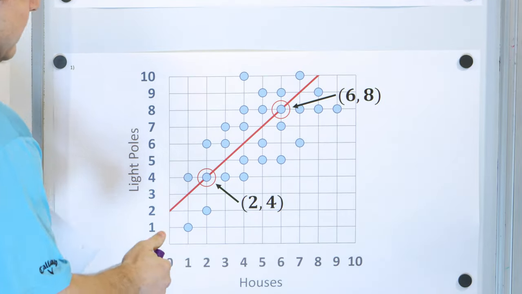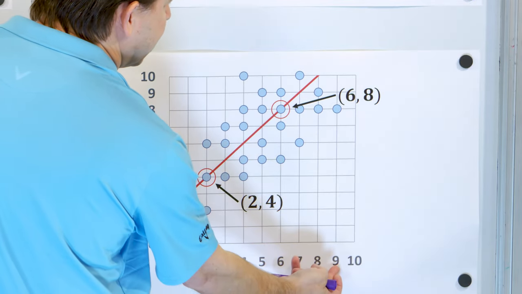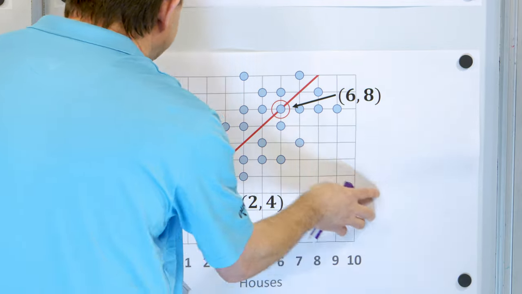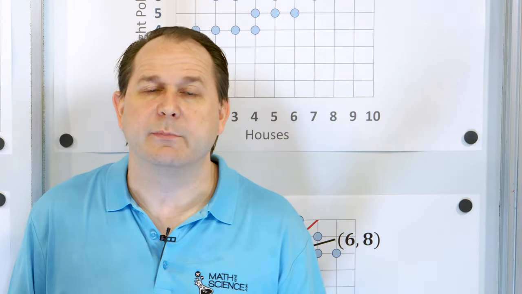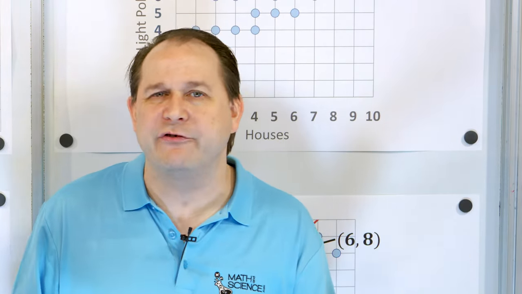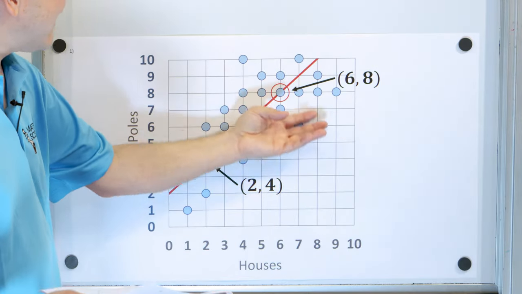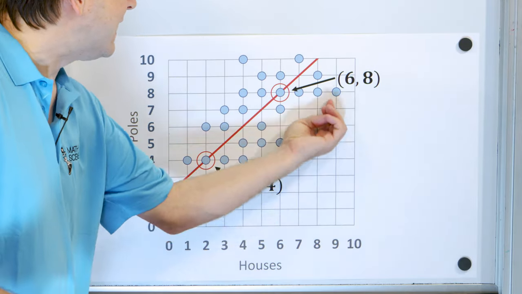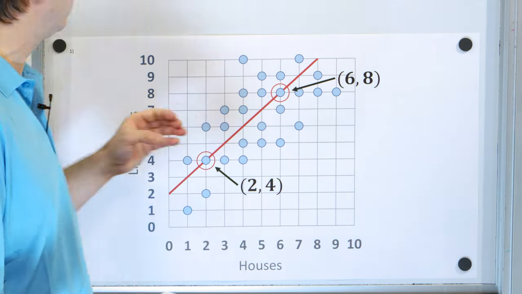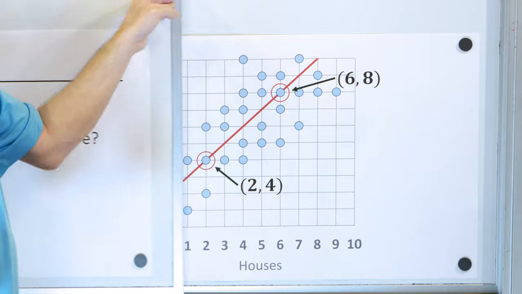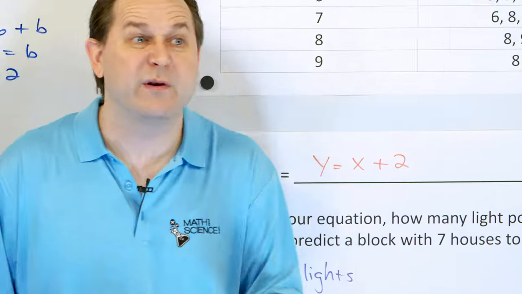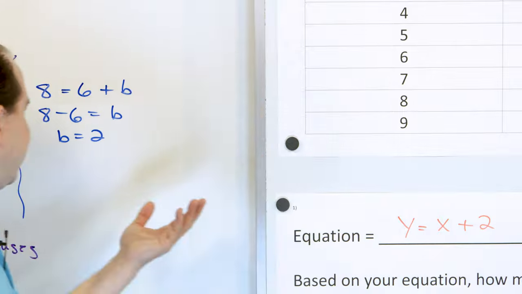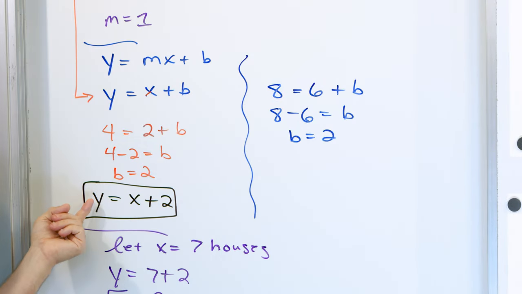For instance, our data only goes up to 9 houses, but I could make a prediction that says, what if I had 12 houses on the block? How many lights should the city on average install? I have no data that goes up that high because I only have a maximum of 9 houses, but this line of best fit keeps crawling up. It goes off of our graph, but if I had 12 houses, all I would do is put 12 in here. 12 plus 2 is 14. I would predict 14 lights would be required for 12 houses. What if I had 20 houses? Well, then I would put 20 in here, 20 plus 2, I probably need 22 lights.